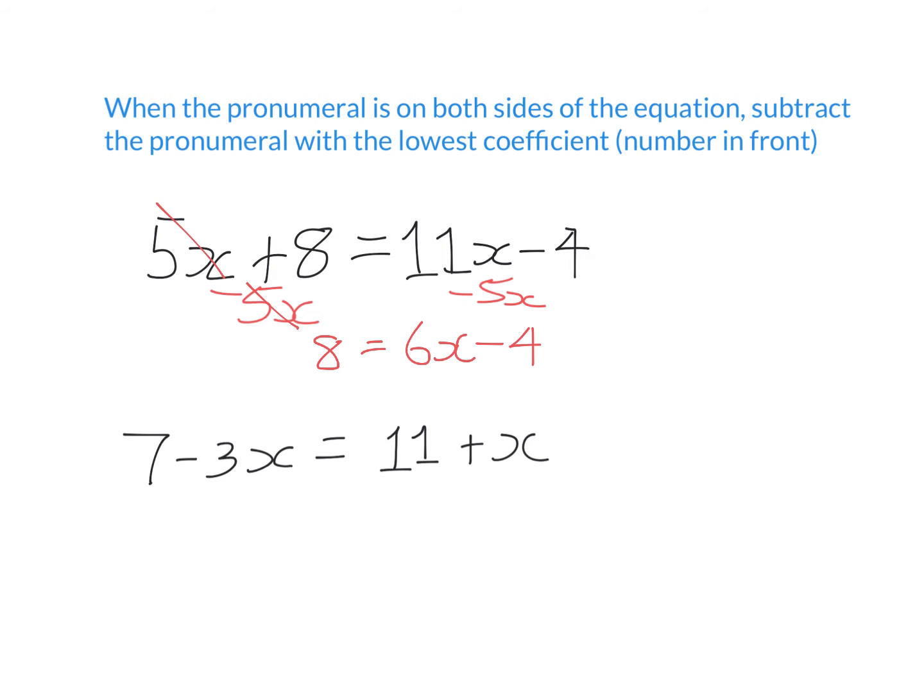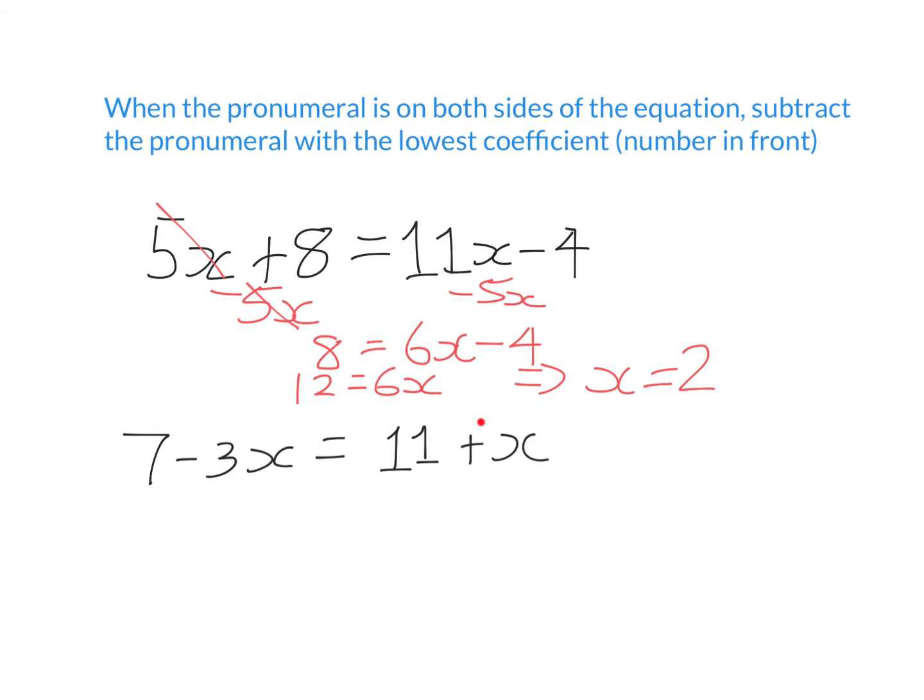So then what I'm going to do is add 4 to both sides. And now I'm going to divide by 6. I get x equals 2. So make sure when you're writing your solution, you always write x equals the number. So x equals 2 is the solution here.